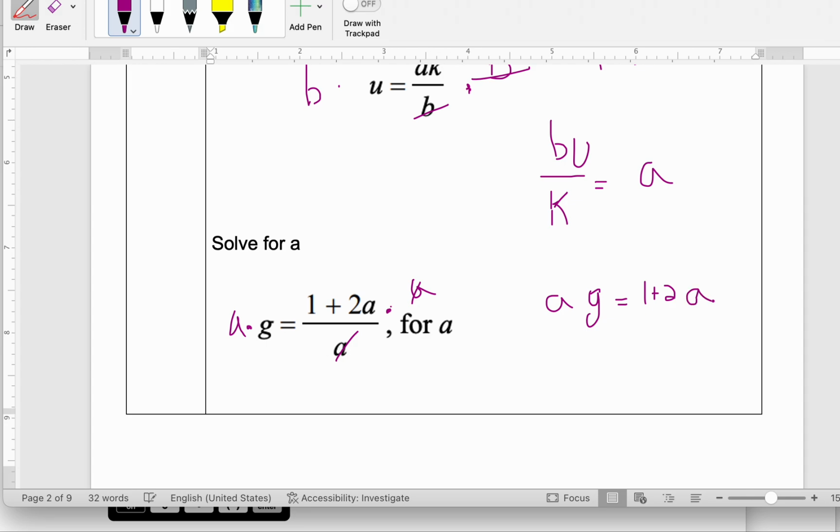Now I want to get all my A's on one side, so I'm going to get rid of this 2A. Okay, I'm not going to move the other one, AG, because then I'm left with 0 on one side, and that would just start to get messy for no reason. So I'm going to take away 2A. Minus 2A.